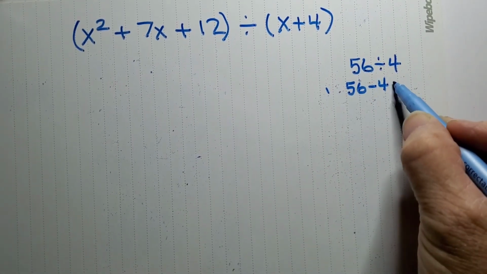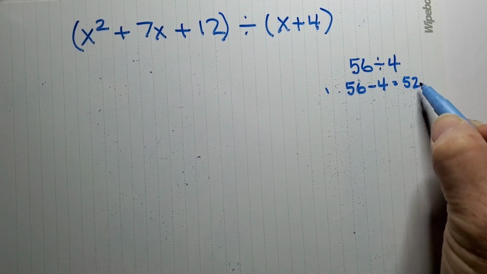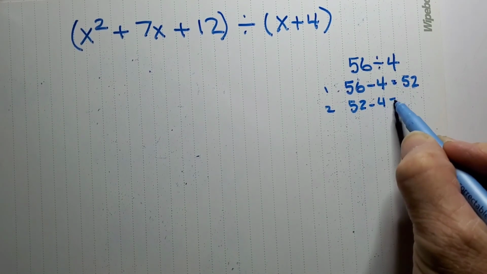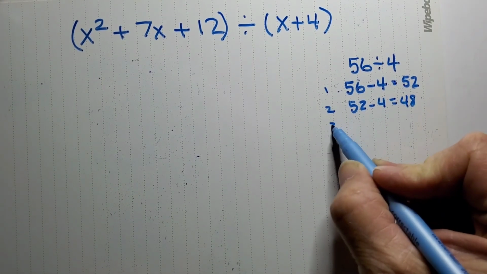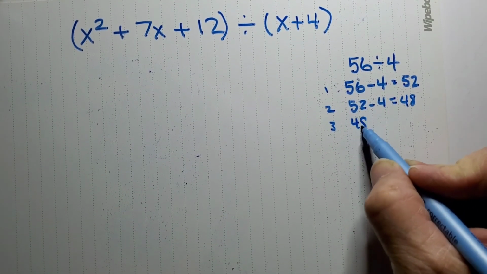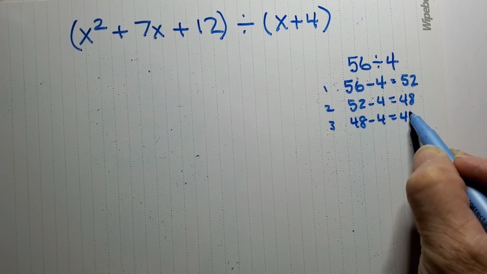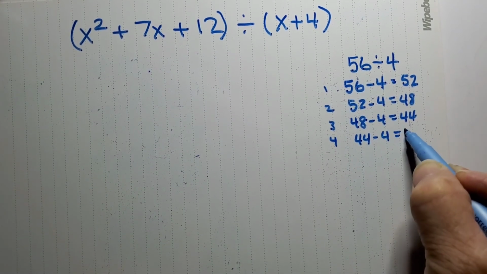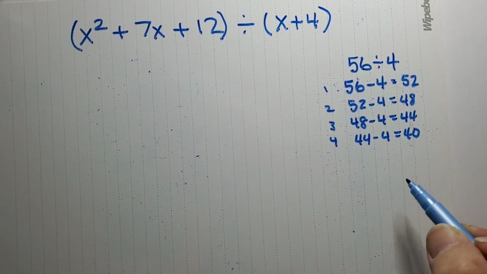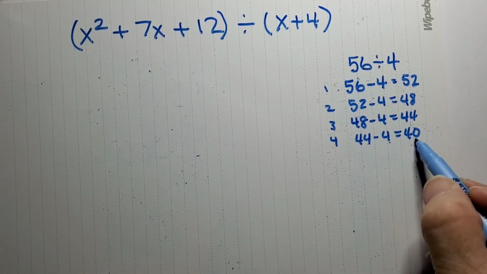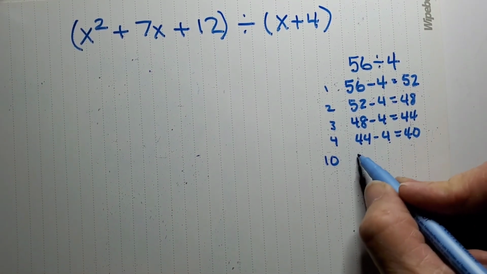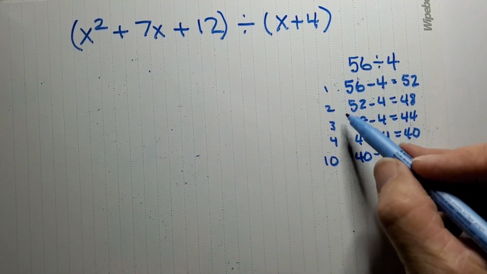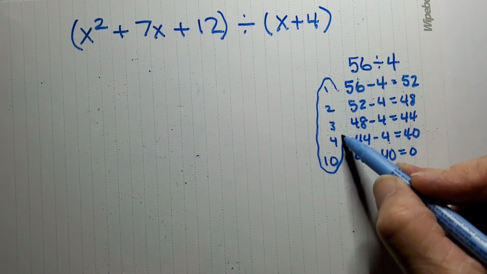I can subtract one 4, that gives me 52. I can subtract a second 4, and that gives me 48. I can subtract a third 4, and that gives me 44. And then I can subtract a fourth 4, and that gives me 40. Now at this point, the hope is that we can see there's 10 more 4s left. So if I subtract 10 4s out, that's 40 minus 40, which is 0. And I've used all the 4s. So how many 4s did I use altogether? 14.